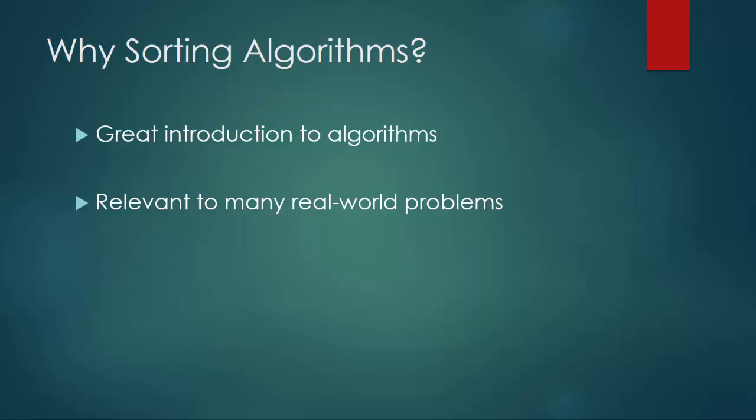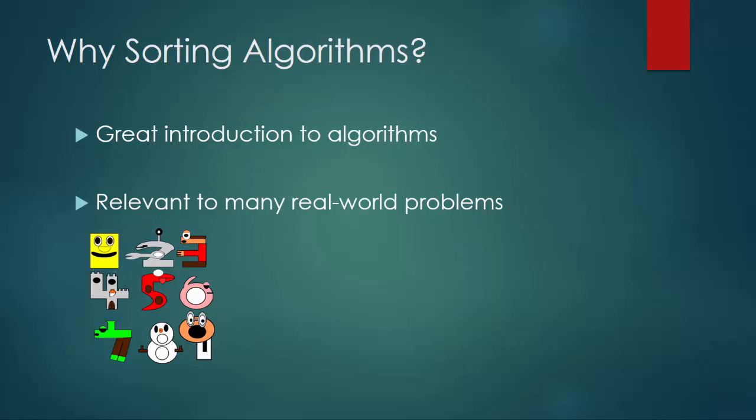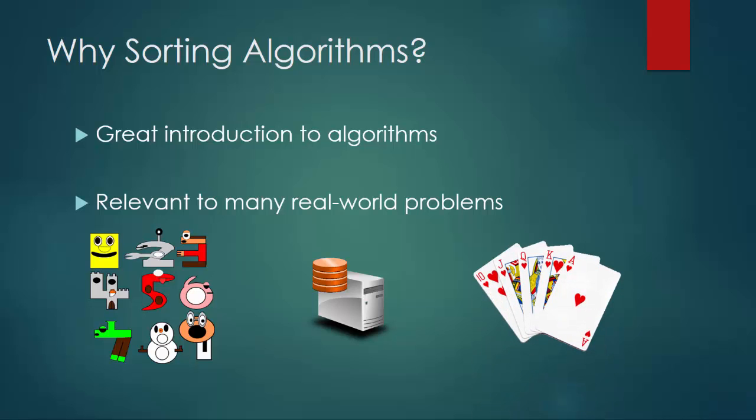And sorting algorithms are also relevant to many real-world problems. For example, if you need to sort a set of numbers in order, either ascending or descending. And for that matter, if you have a database and you have a list of people you want to sort alphabetically, or even by some of their numerical information, sorting algorithms will obviously help you do that. And lastly, if you have, say, a deck of cards, you'd be able to sort that in order via your program and your algorithm.